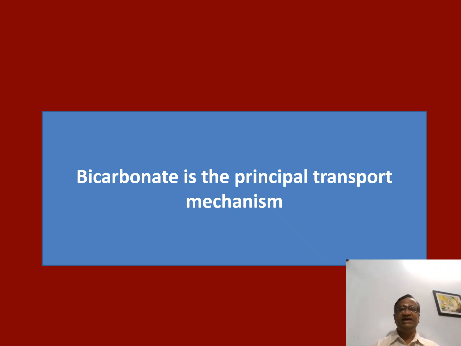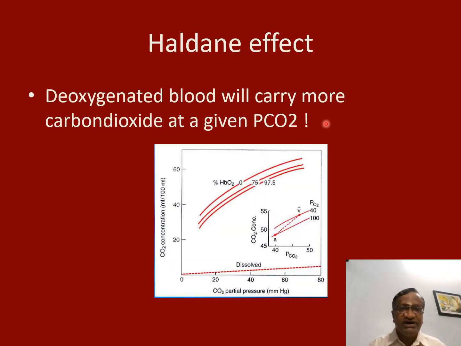So if you say bicarbonate is the principal transport mechanism of carbon dioxide, you are okay. What is the Haldane effect? Already we know deoxygenated blood will carry more carbon dioxide at a given PCO2. Now you see the carbon dioxide dissociation curve is not like the oxygen dissociation curve. It's PCO2 plus concentration. Here if the PO2 is less, then the carbon dioxide content is more. So deoxygenated blood will carry more carbon dioxide.